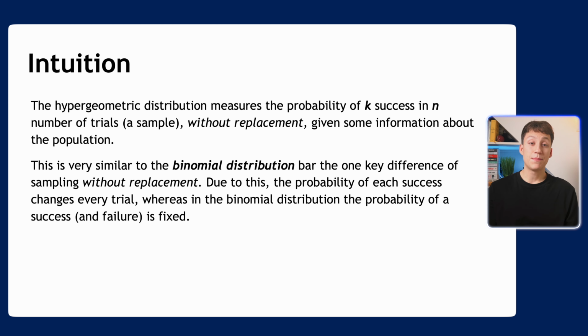This is very similar to the binomial distribution. I've done a video on the binomial distribution; I'll link it somewhere on the screen here. But the one key difference is that it is sampling without replacement. And that changes how we approach the problem, because the probability of a success will then change every trial, whereas in the binomial distribution, the probability of a success is fixed.